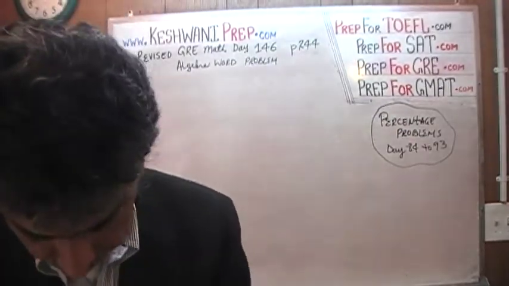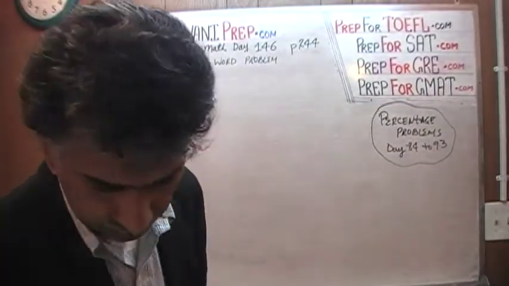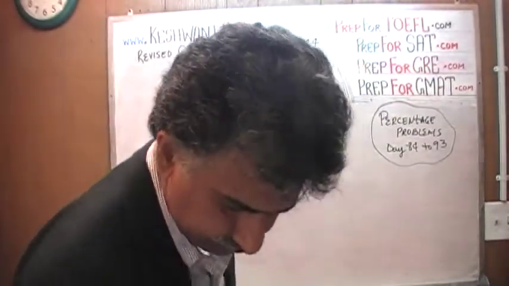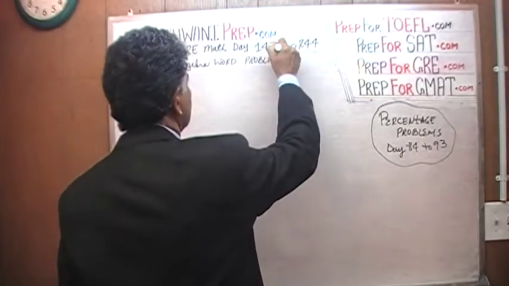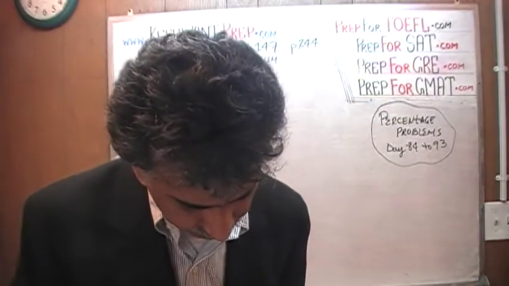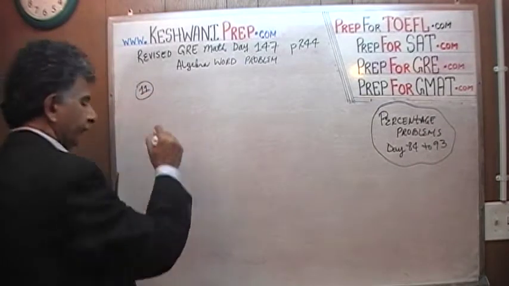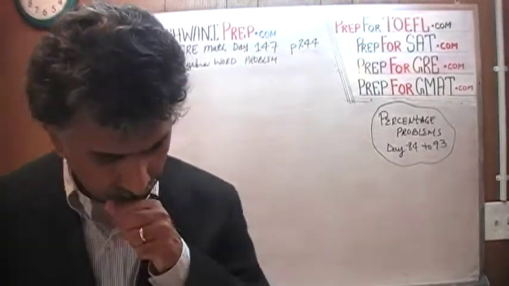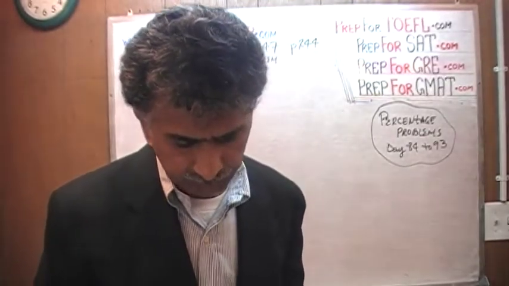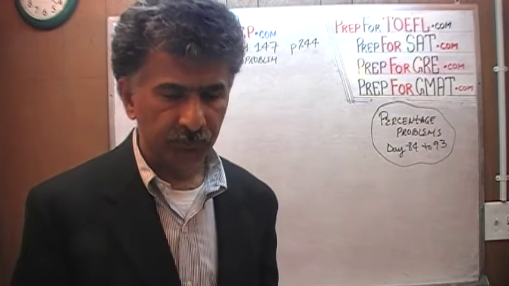The problem that we are about to solve is the one that you will find on page number 244. And today is our lesson number 147. Day 147. Problem that we are about to solve is number 11. We are told here Kathleen's weekly salary was increased by 8% to $237.60.